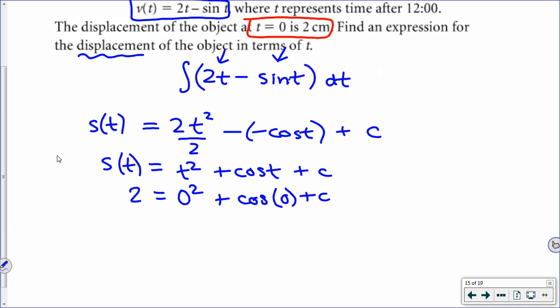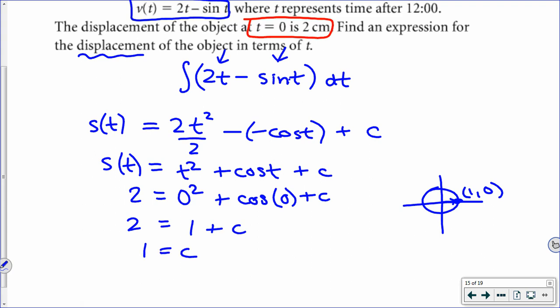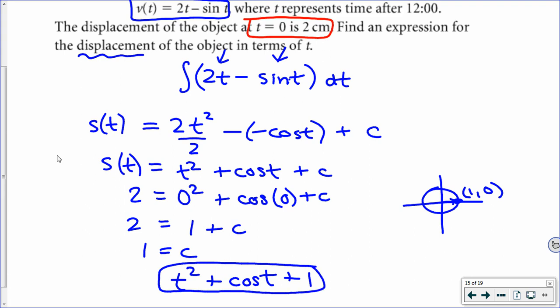Now, normally when things are 0, they just disappear, right? 0 squared, it's just 0. I don't care about that. But the cosine of 0, we need to be a little careful about and think about, because cosine of 0 might not be 0. We've got to think about our unit circle, think about a 0 radian angle that's over here, with the coordinates of 1, 0, and cosine is 1 at that angle. So this ends up being 2 equals 1 plus c, so 1 equals c. So for full credit, our final answer, the expression for displacement is going to be t squared plus cosine t plus 1, which was the c value that we found. And that is it.